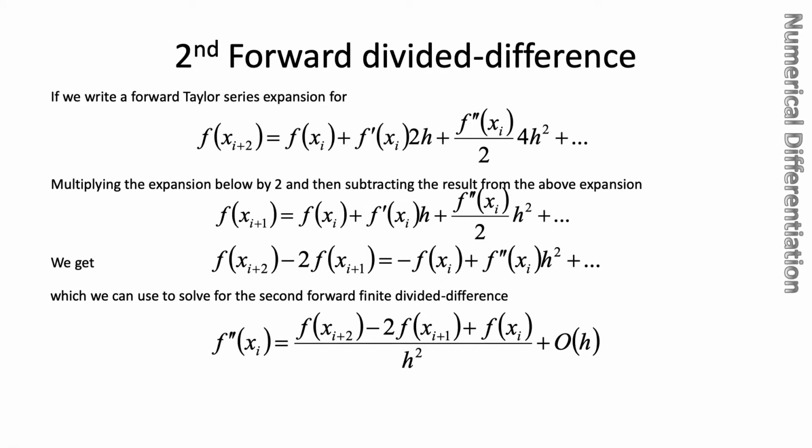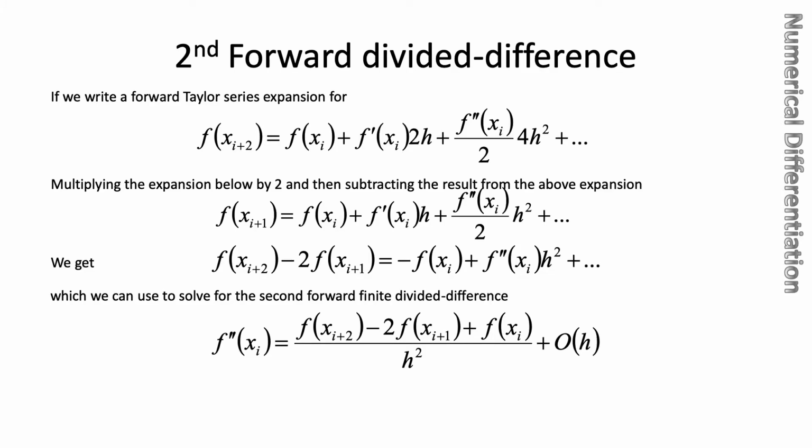We can also solve for the second forward divided difference. Let's go back to our expression for the first forward divided difference. If we replace the step size from h to 2h, this means that we will take the value of the function at x sub i plus 2. Because this is now 2h, we replace the step size from h to 2h.